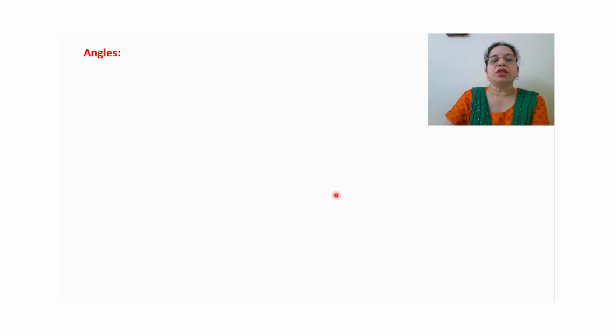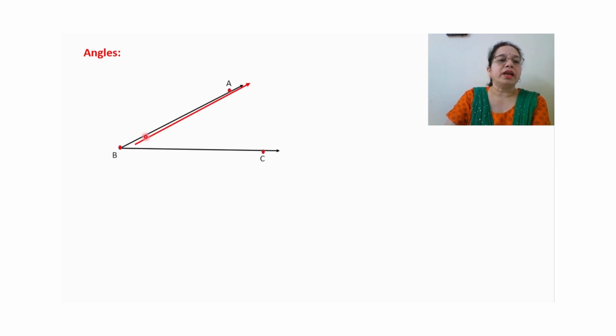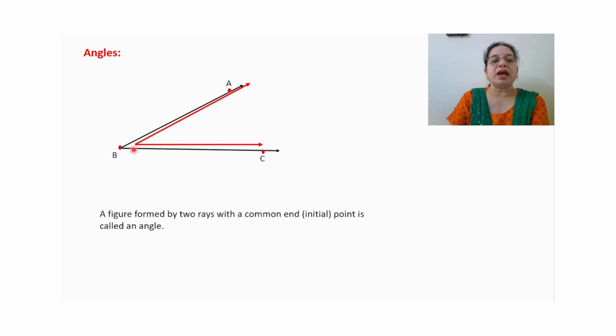So let us start with today's topic. My today's topic is angle. Whenever we say angle, this figure comes in front of our eyes. So what is it? There is one ray BA and another ray BC. The figure formed by two rays with the common initial point is known as an angle. Here this is an end point, but with rays we always call it the initial point.